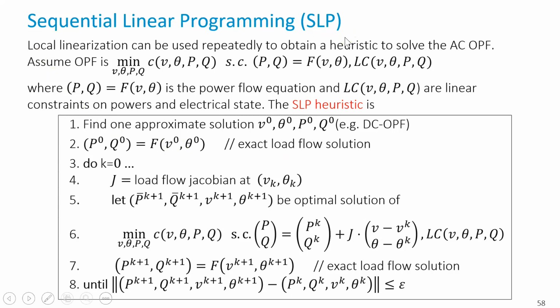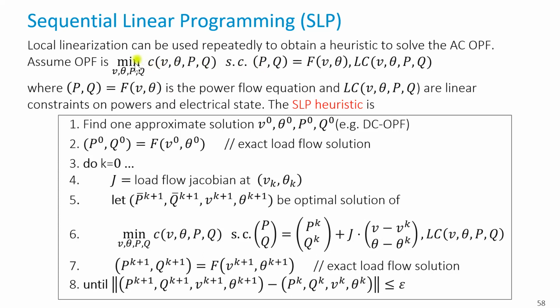So this is called sequential linear programming. This is the classical method when we have a nonlinear problem: we linearize, that gives us an approximation, and then we refine the approximation by linearizing again. So that gives us the second way of solving the OPF practically, called sequential linear programming. Assume the OPF consists in minimizing a cost function that's a function of the voltage magnitudes, the voltage angles, the power injections. Then we will replace the power flow equations by PQ is F of V theta.